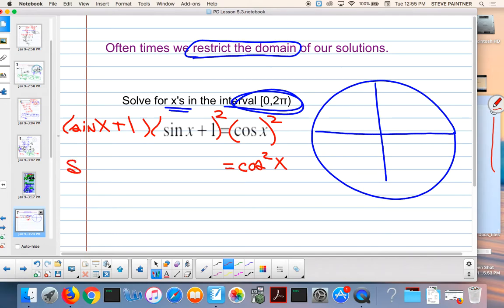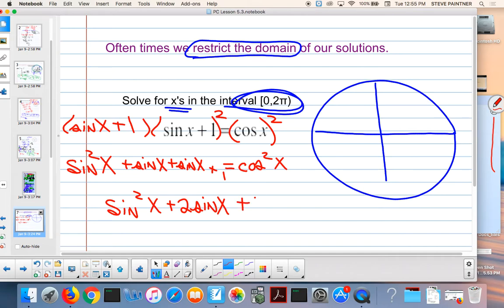You would get sine squared plus 2 sine of x, and then plus 1. Sine squared plus 2 sine plus 1 equals cosine squared. But you guys can replace cosine squared with 1 minus sine squared. There you go. Now, you've got sines all over the place. Let's get them all on one side and see if we can factor it and solve it.